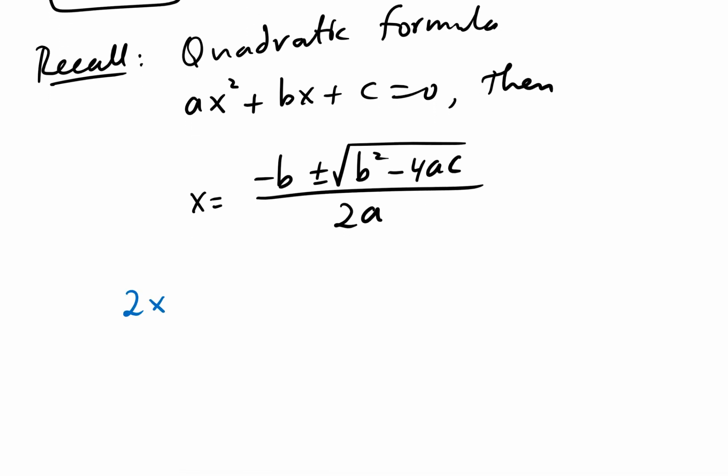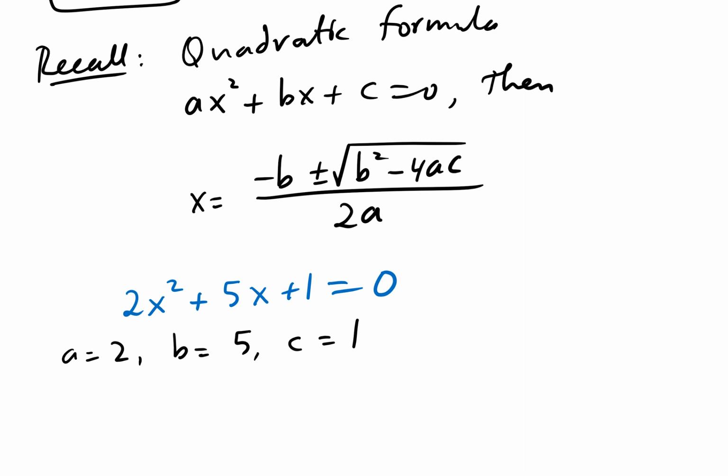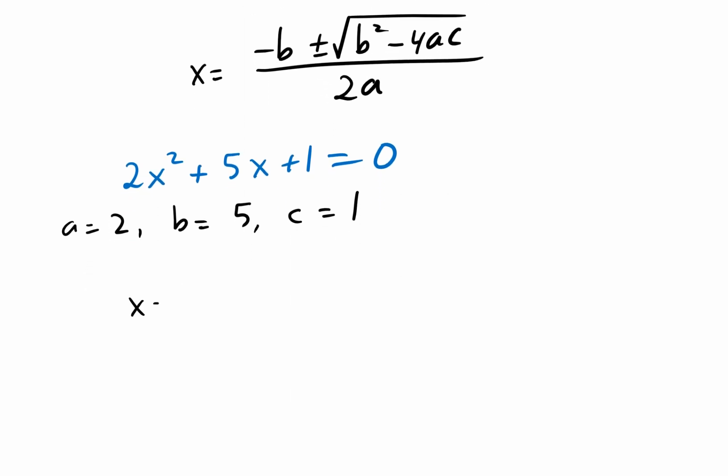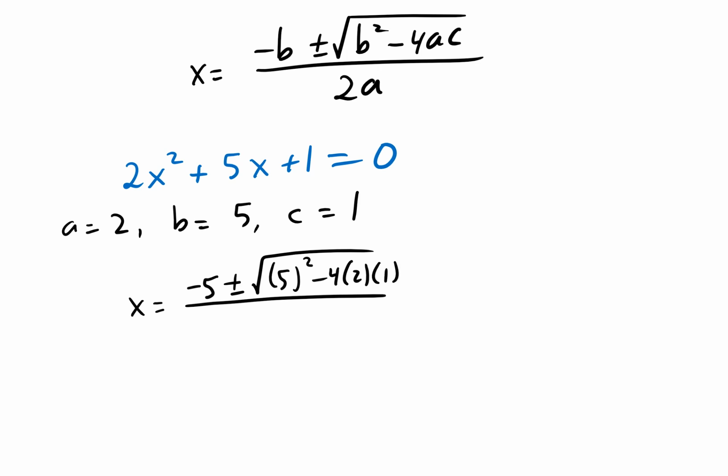So let's say 2x squared plus 5x plus 1 equals 0. We need to solve this. No matter how you try to factor it, it's not going to work out. So in this case, we'll go back to the quadratic formula. This is a equals 2, b equals 5, c equals 1. You may pause the video and use the formula, specifically the quadratic formula. So it says x equals negative b, so negative 5, plus or minus the square root of b squared minus 4ac over 2a.